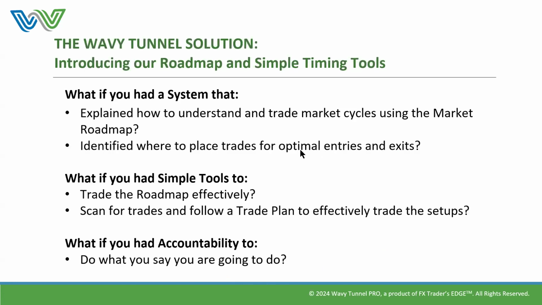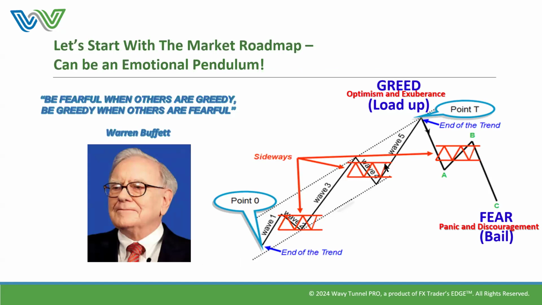Very, very important. So what if you had a system that explained how to understand and trade the market cycles using the market roadmap? And what if you had simple tools to trade the roadmap efficiently and effectively, and perhaps scan for trades and follow a trade plan to effectively trade the setups? And what if you had accountability to do what you say you were going to do? Accountability is so, so important. So let's get started.